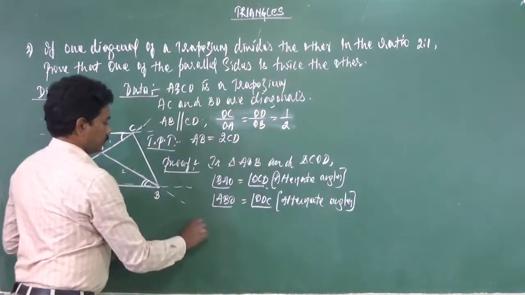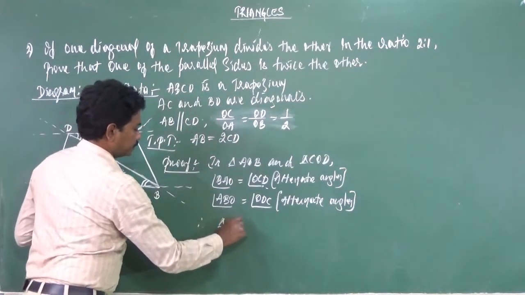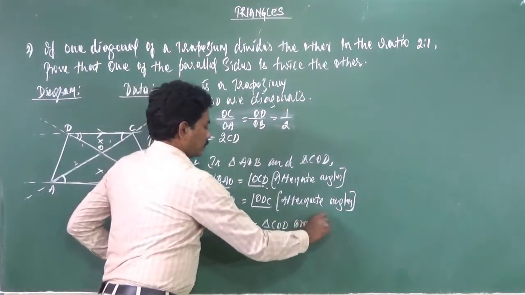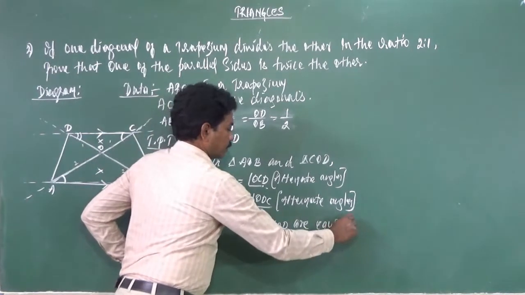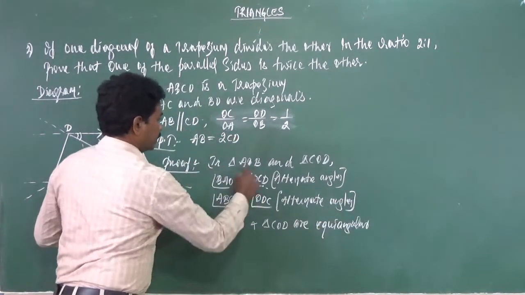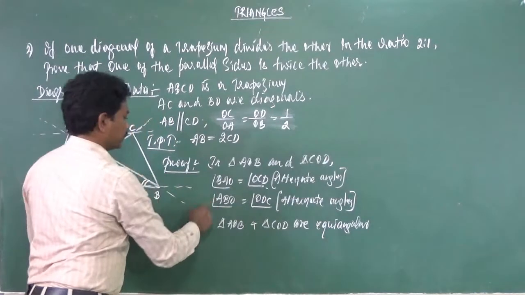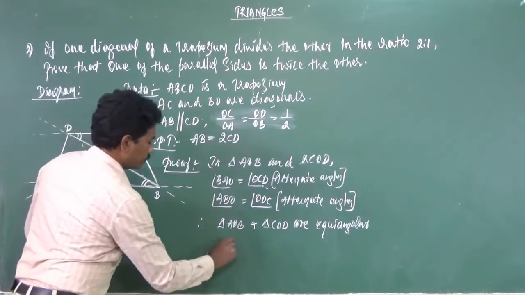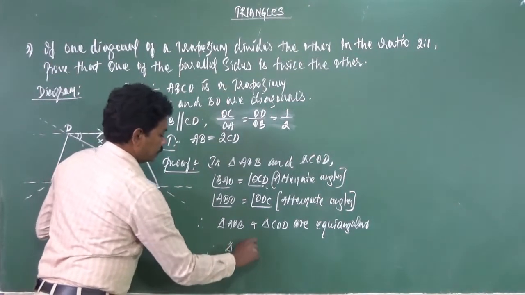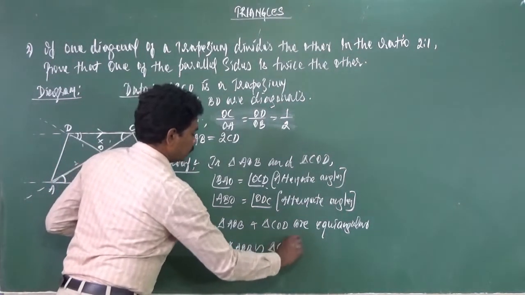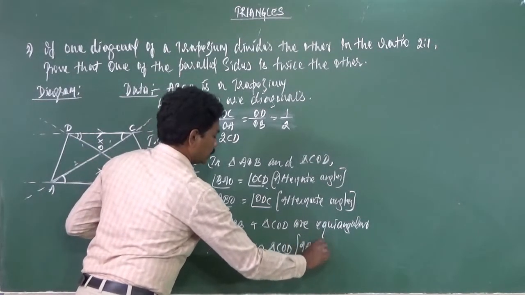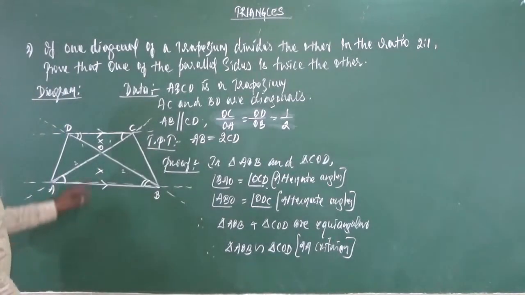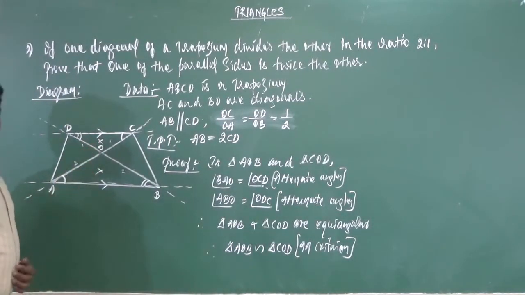Right. So therefore triangle AOB and triangle COD are equiangular because in both the triangles, two pairs of corresponding angles are equal. So therefore triangle AOB is similar to triangle COD. So according to AA criterion, both the triangles are similar. So if both the triangles are similar, now we can discuss regarding their corresponding sides.